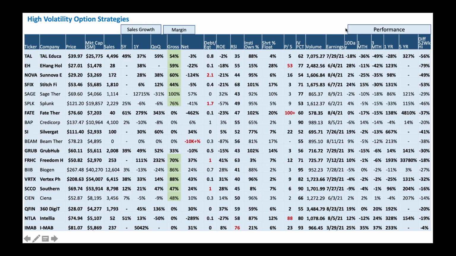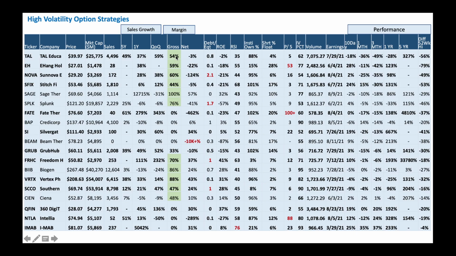Here I have examples of some stocks. The way this chart is organized is I have companies here, and I have sales growth here. When you're selling premium, for example, selling put or put spread, you want the stock to go up. So that way, the stock goes up, the option expires, and you get to keep the entire premium. That's one way to look at things.